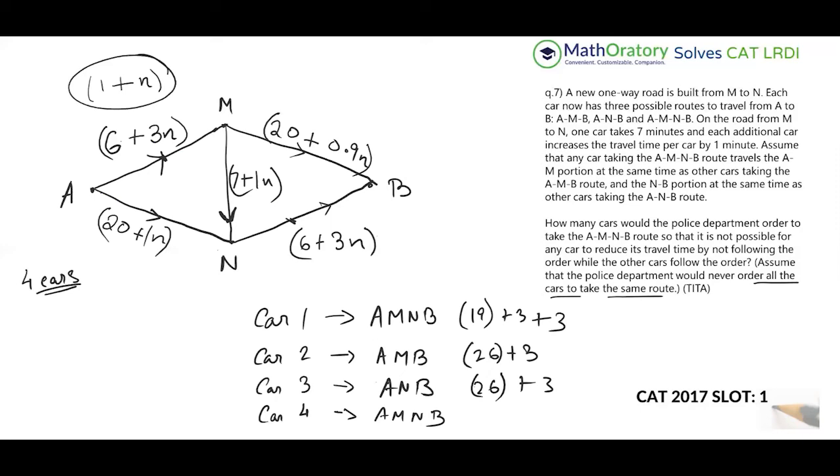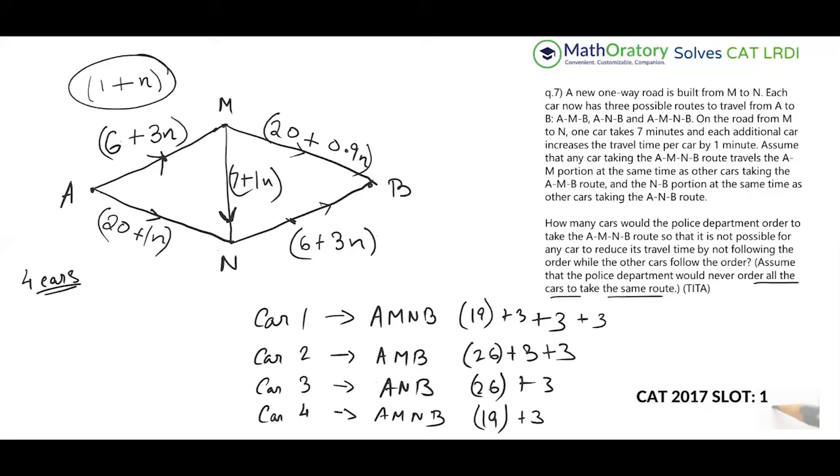So let's choose AMNB and let's see what happens. So first of all, the AM route. On the AM route, there is one additional car. So for each of these cars going via the AM route, first of all, the base value is 19. So there is one additional car on AM that will increase 3 minutes for each of these cars. So that is plus 3 here, not here, plus 3 here, and plus 3 here. Now, what about the MN thing? MN, anyhow, two cars are moving, right?